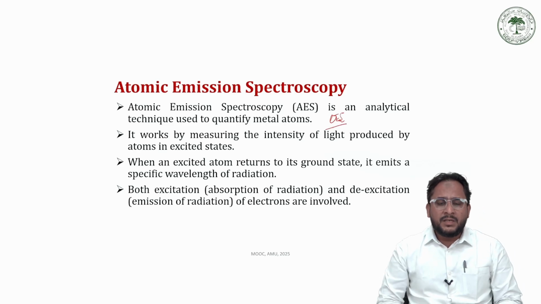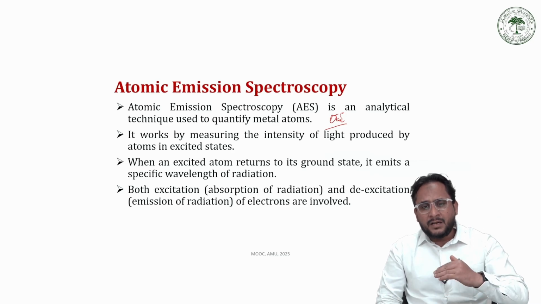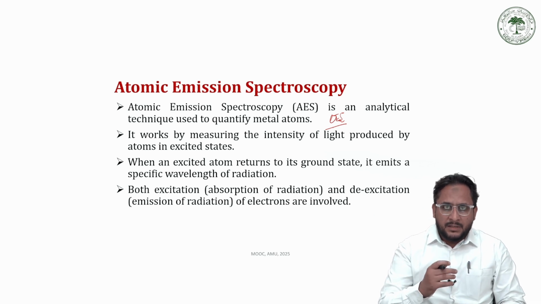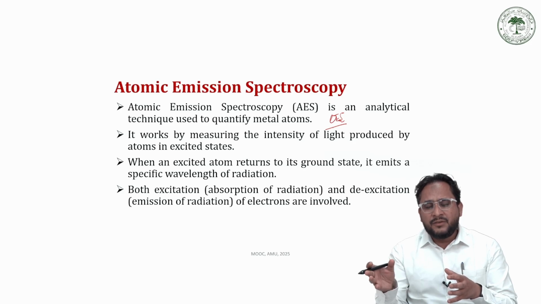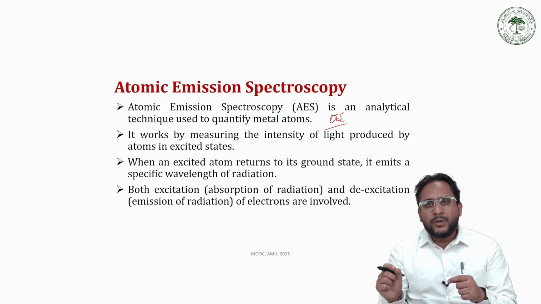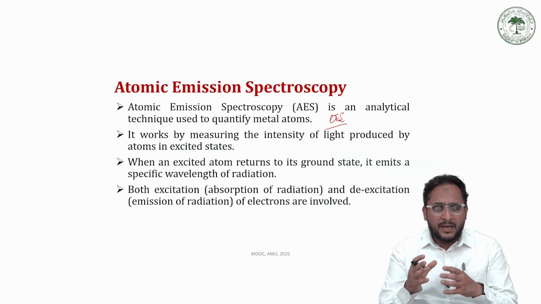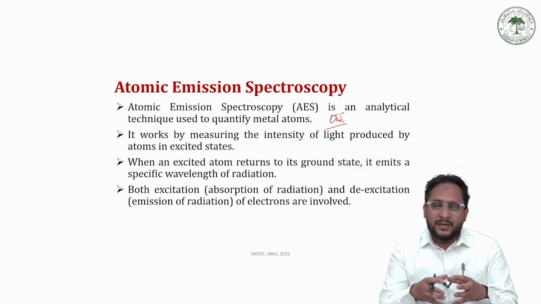It works by measuring the intensity of the light emitted by the excited atoms when they return from the excited energy level to the ground state. When they come back to the ground state, they emit light of a specific wavelength, which is characteristic of a particular type of element, and from that characteristic wavelength we can identify the type of elements present in the sample, and in this way we can analyze the sample and identify what kind of elements are present.